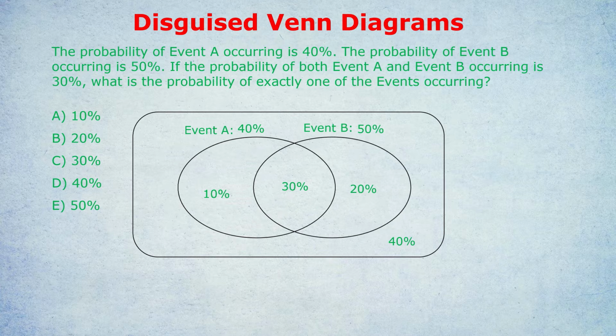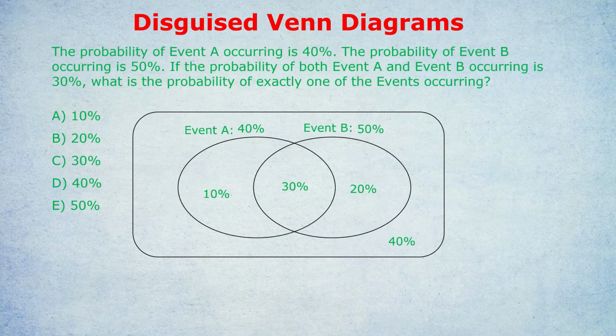Now, what's the actual question? What is the probability of exactly one of the events occurring? They just want one of the events occurring, not neither of them, not both of them, just exactly one of them. So that would be the 10% plus the 20%.